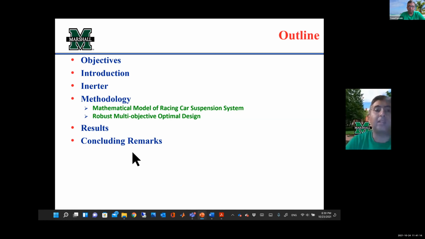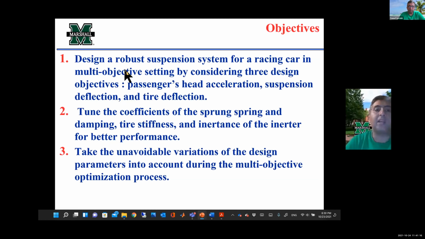So we are going to design a robust suspension system for a racing car. The design will be done in a multi-objective setting by considering three design objectives: the passenger head acceleration, the suspension deflection, and also the tire deflection. We are going to tune the coefficients of the sprung spring and damping. These are the spring constant and the damping attached to the body of the car. The tire stiffness in addition to the inertance of the inerter. This is the constant of the inerter. We are going to call it the inertance for better performance.